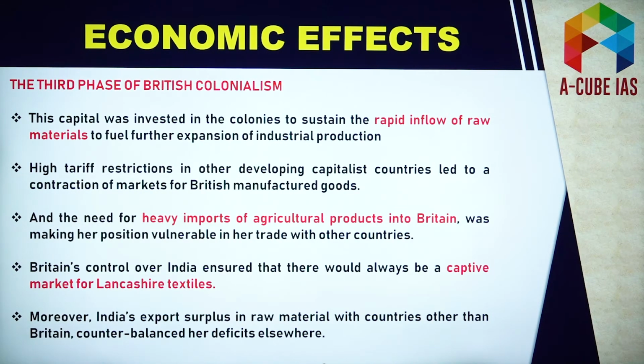Now, high tariff restrictions in other developing capitalist countries led to a contraction of markets for British manufactured goods, and the need for heavy imports of agricultural products in Britain was making her position vulnerable in trade with other countries. So, India proved crucial in solving the problem of Britain's deficits. Britain's control over India ensured that there would always be a captive market for textiles. India's export surplus in raw material with countries other than Britain counterbalanced her deficits everywhere.